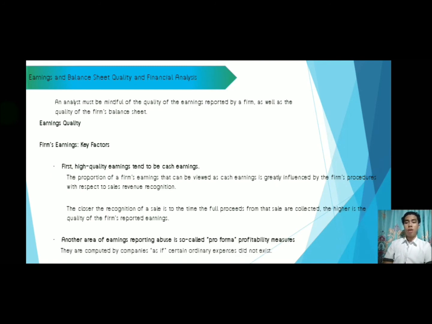Another area of earnings reporting abuse is so-called pro forma profitability measures. They are computed by companies as if certain ordinary expenses did not exist. In a particularly abusive example, Waste Management treated the cost of painting its trucks as an extraordinary one-time expense and thus excluded the expense from pro forma earnings calculation.